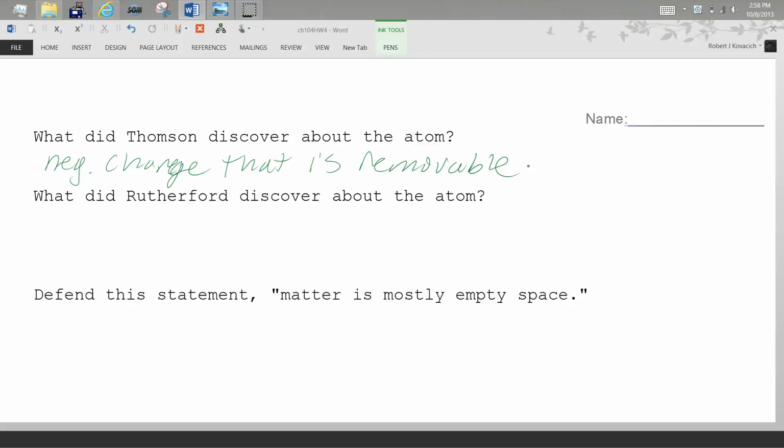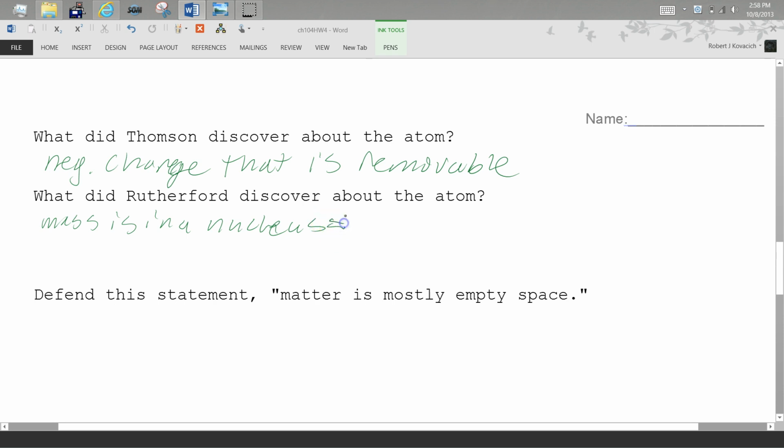What was it that Rutherford discovered about the atom? Okay, so that the mass is in a nucleus, and what about that nucleus? Small. It is tiny. What else? It's dense. Anything else? And positive. Sort of a verification of the positiveness of it, but that it's positive.